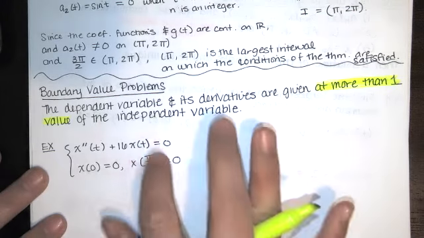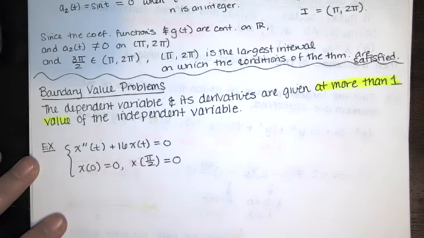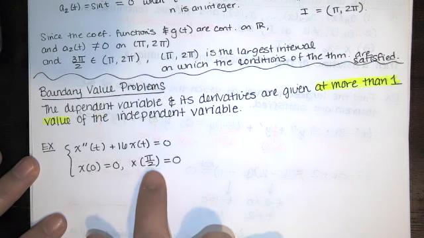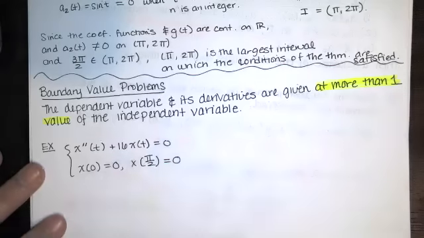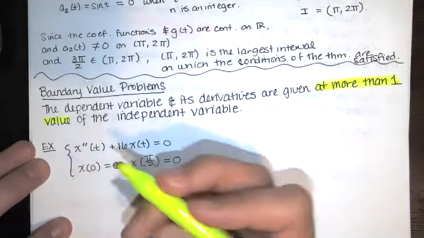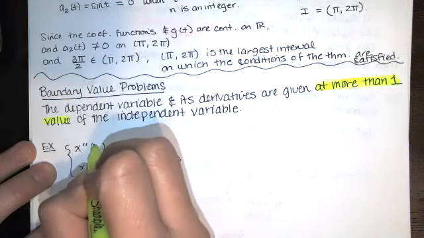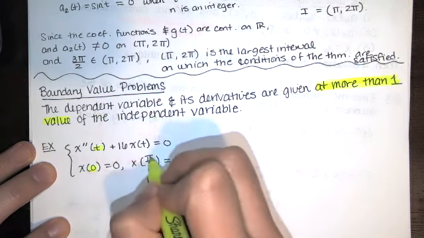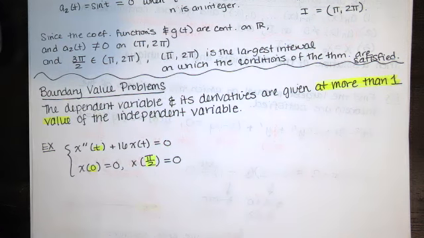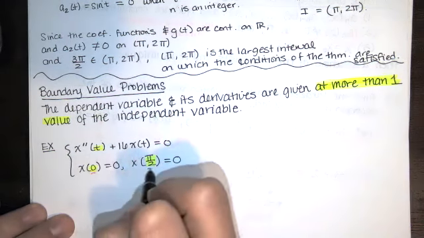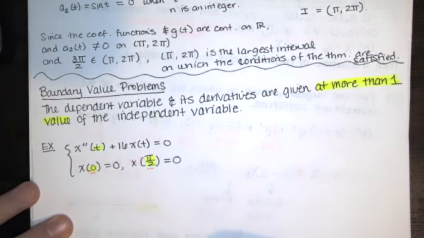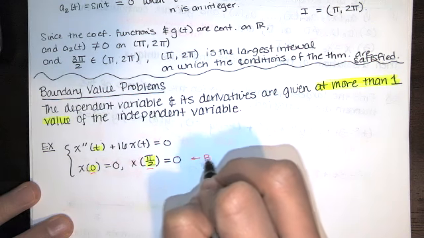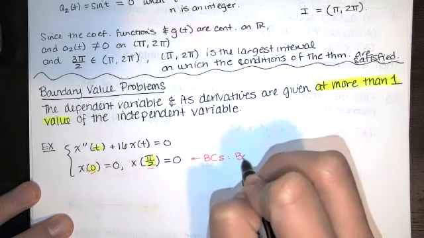But let's look at a simple BVP. We've got x double prime plus 16x equals 0, and we've got x of 0 equals 0 and x of pi over 2 equals 0. Now on the surface, you might think this is an IVP, but notice the dependent variable is t. Here we're given x at t equals 0 is 0 and x at t equals pi over 2 is 0. Since I've got two of those, that makes this a boundary value problem. We call these boundary conditions, or BCs.